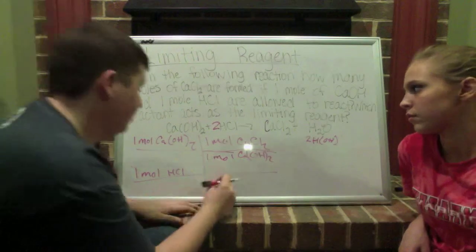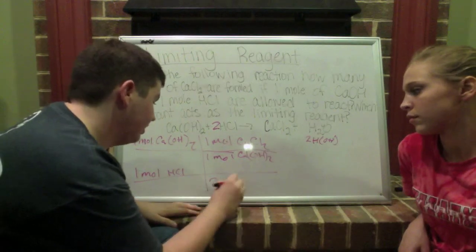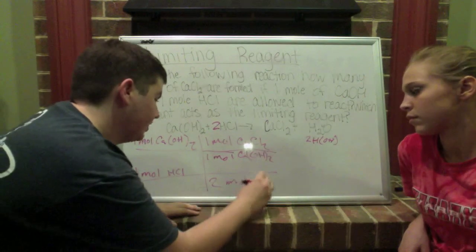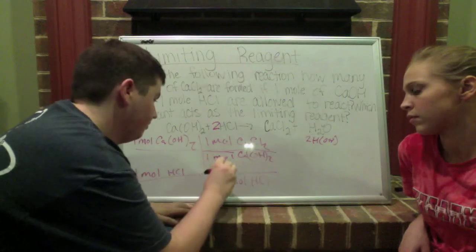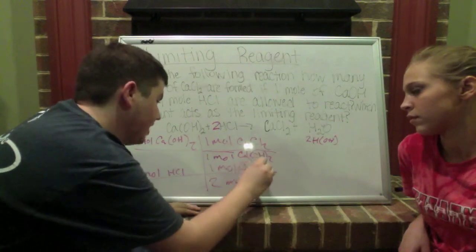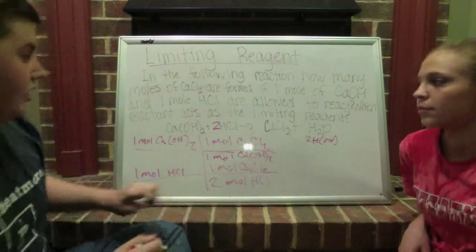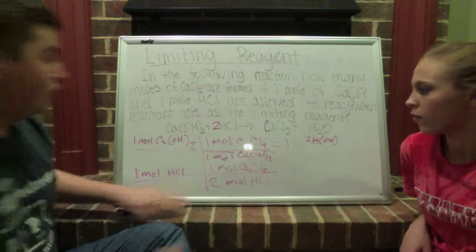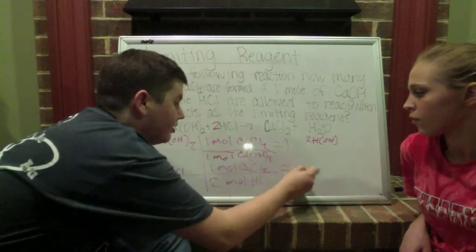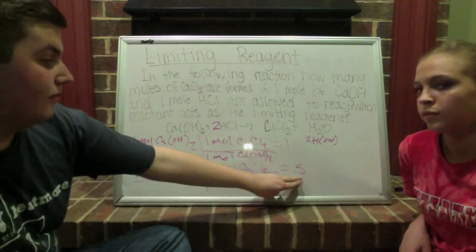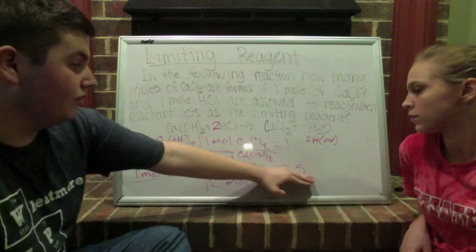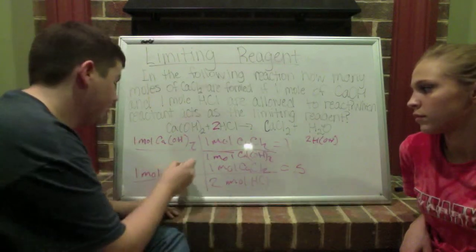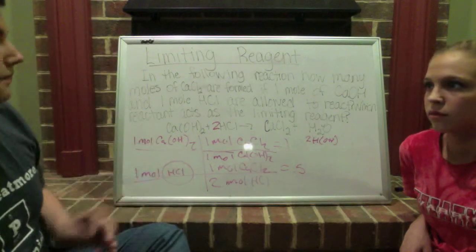And for every 2 moles of hydrochloric acid, there's 1 mole of calcium chloride. And again, those are just the mole ratios. So when you multiply that out, you'll get 1, but down here, you're going to get 0.5. Because you only get 0.5 from this, that's the maximum you can get with 1 mole. So hydrochloric acid is your limiting reagent.